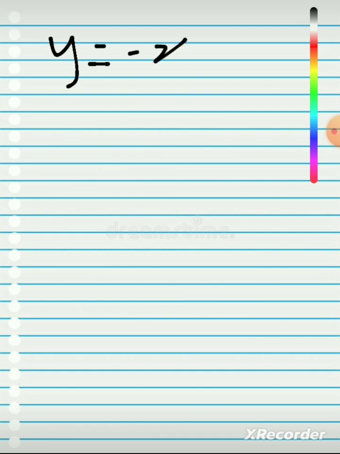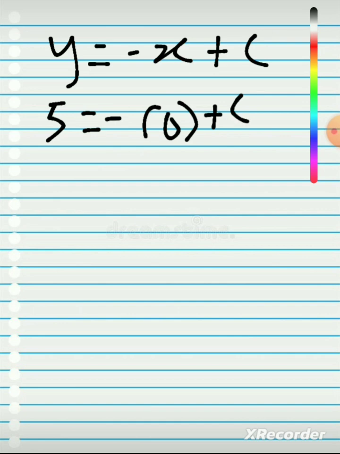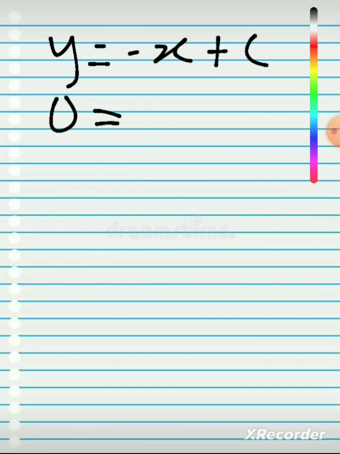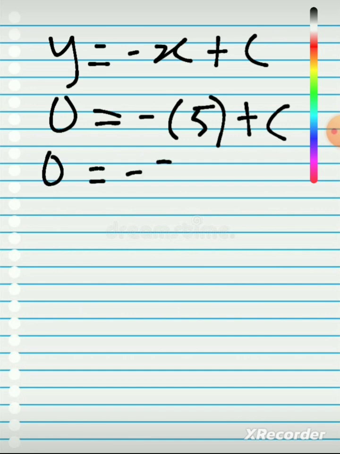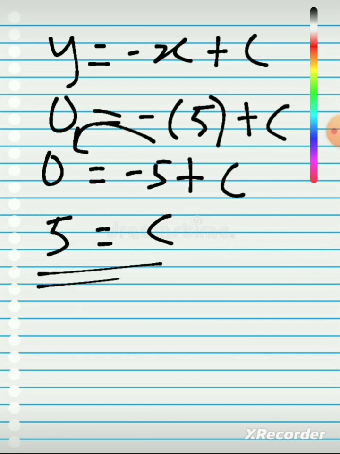So we have y is equal to negative x plus c, right? Sorry, I've swapped them, because 5 is x, then y is 0, so it's going to be 0. Then negative, where there's x we put 5, plus c. So it's going to be 0 is equal to negative 5 plus c. Negative 5 goes to this side, it becomes positive 5. So this is our c. So our final answer is y equals negative x plus 5.